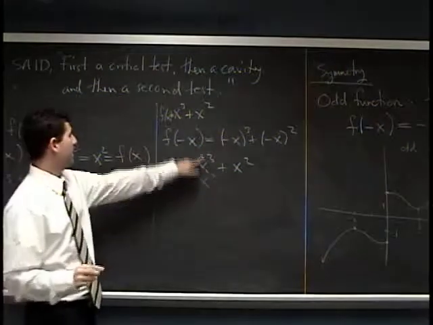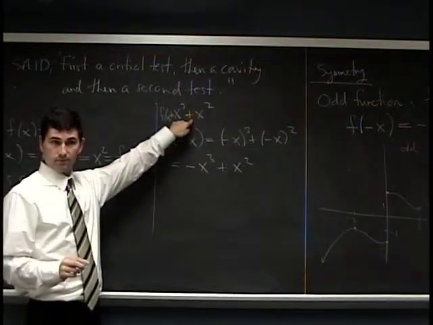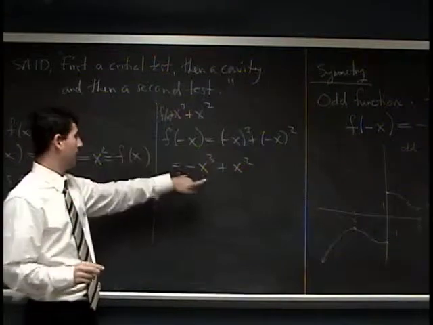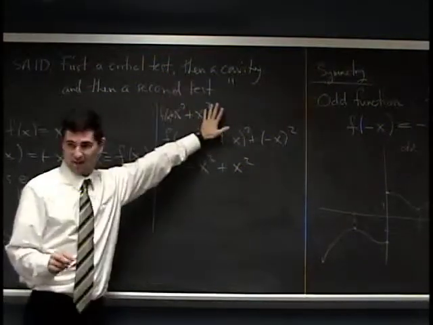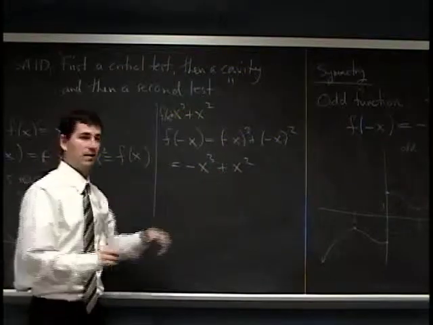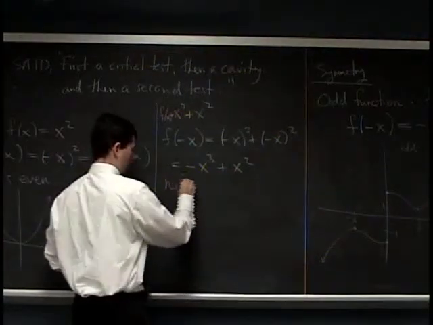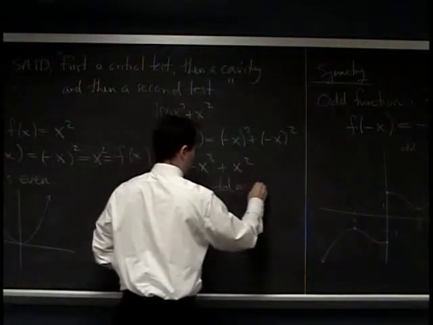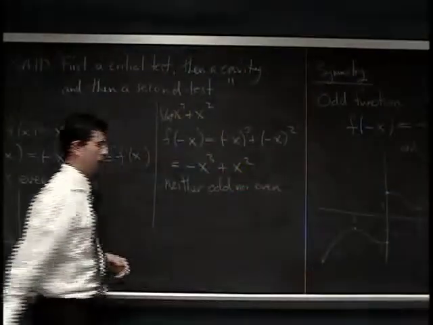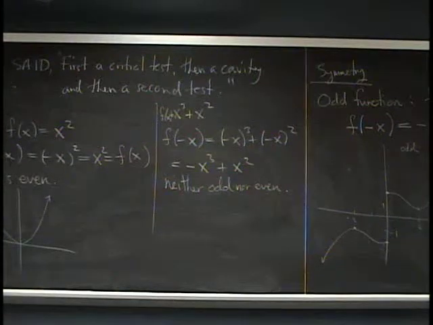It's certainly not the same as the original function, so it's not even. But if you put a minus f of x, then you get minus x cubed minus x squared, which this is not. So this is neither odd nor even. So not every function is one of these two, so you have to check.